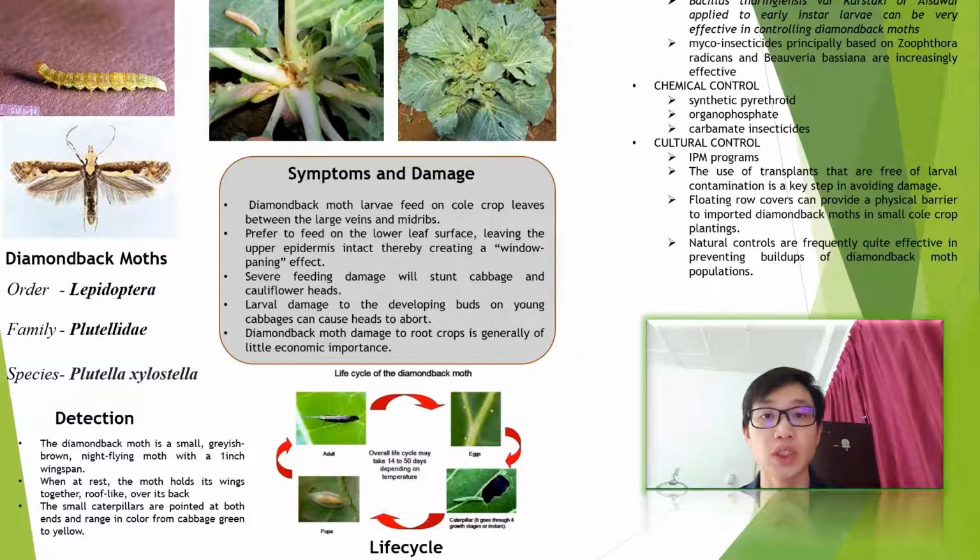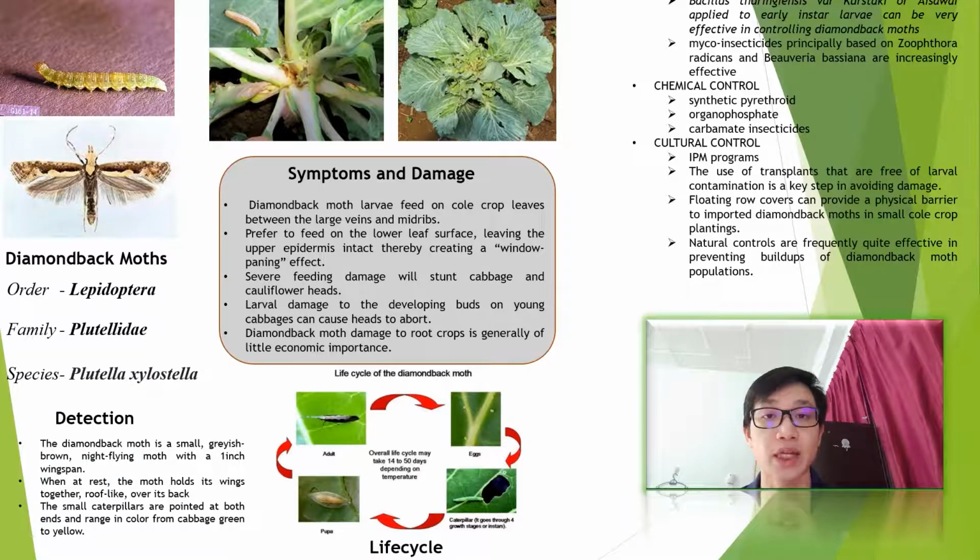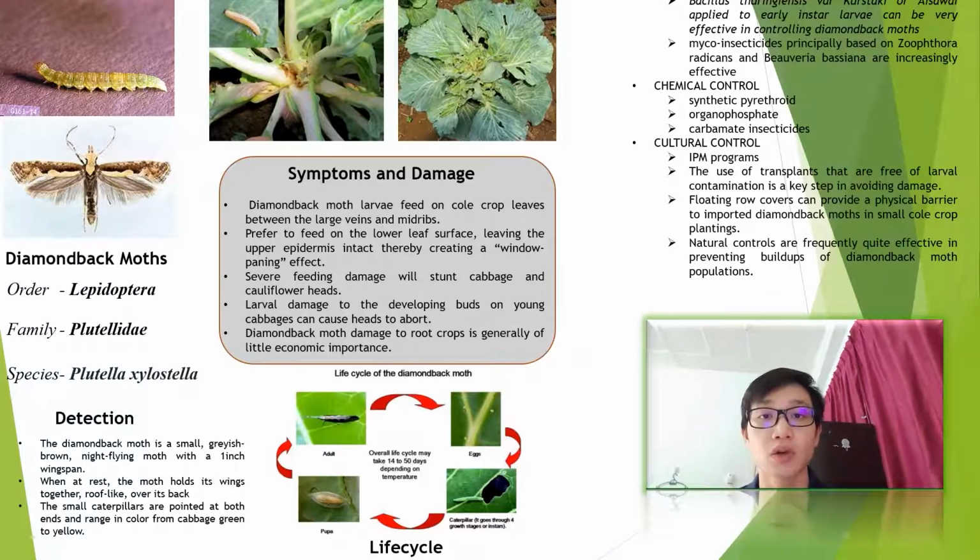Biological control is by using Bt, which can effectively control the larva of the diamondback moth. Chemical control, on the other hand, is by utilizing organophosphate and carbamate insecticides. Cultural control, which is also usually utilized by farmers, is by utilizing IPM via natural predators. Besides that, in small cole crop planting, floating row covers can also be utilized to prevent the imported diamondback moth.